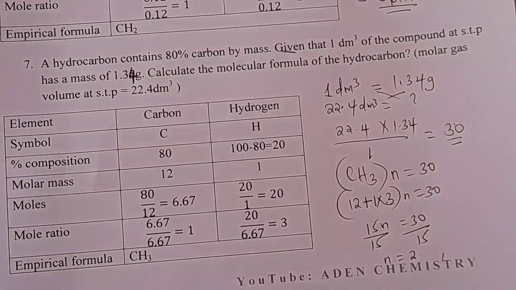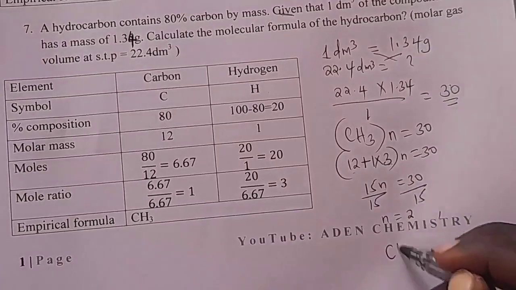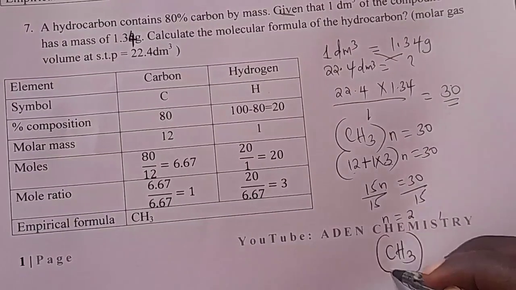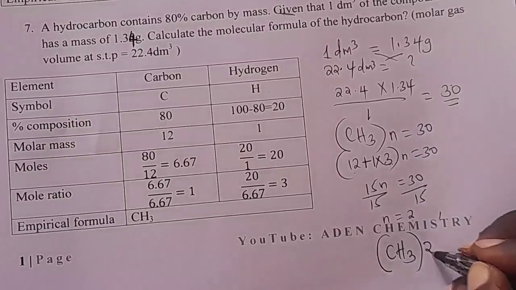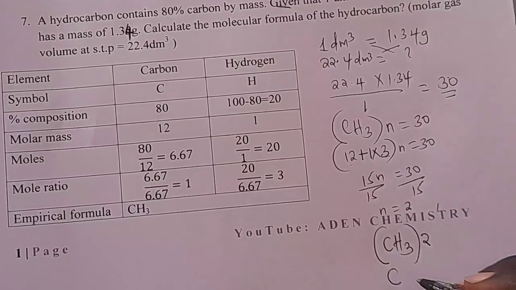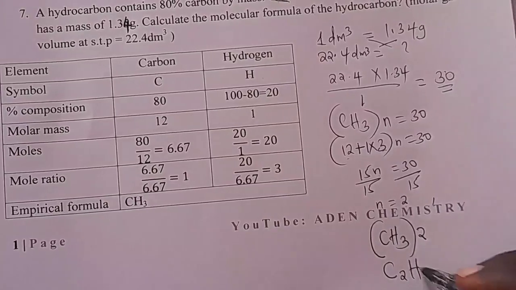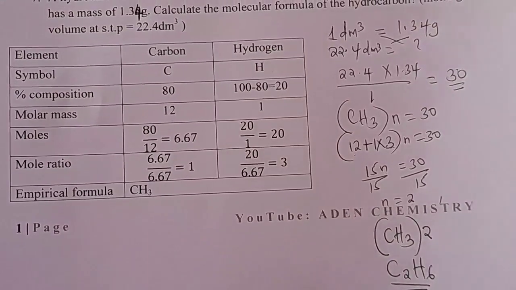So there we can have again the empirical formula. The empirical formula was CH3 close bracket, and my N here I've gotten 2. So I have to write 2, then I remove the bracket, and I'm going to get the molecular formula as C2, then H6. So this will be the molecular formula for that hydrocarbon.